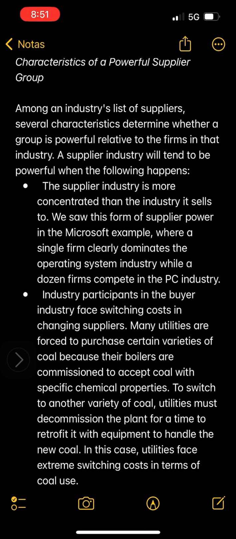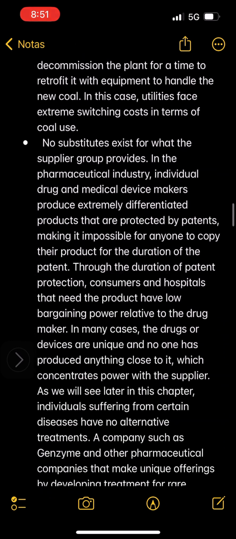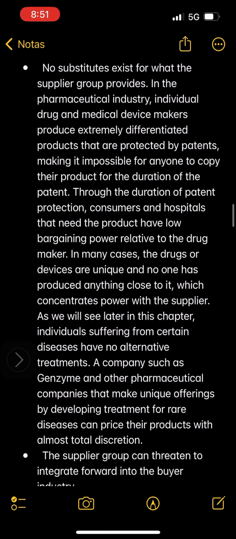No substitutes exist for what the supplier group provides. In the pharmaceutical industry, individual drug and medical device makers produce extremely differentiated products that are protected by patents, making it impossible for anyone to copy their product for the duration of the patent. Through the duration of patent protection, consumers and hospitals that need the product have low bargaining power relative to the drug maker. In many cases, the drugs or devices are unique, and no one has produced anything close to it, which concentrates power with the supplier.